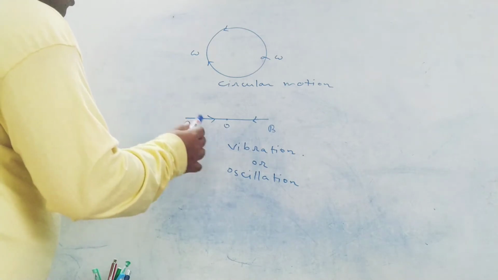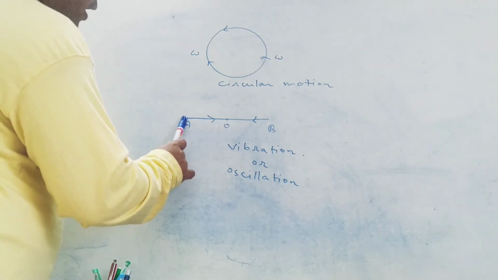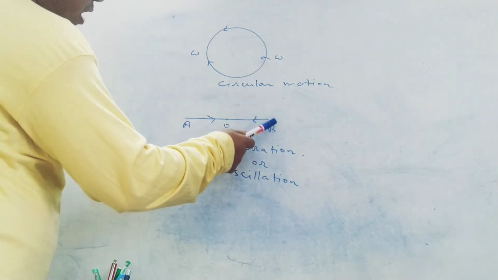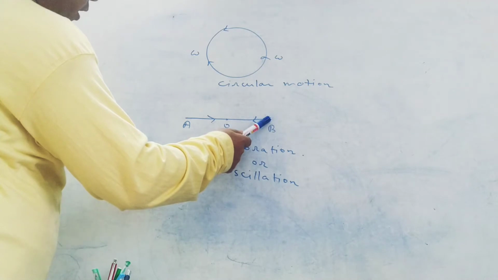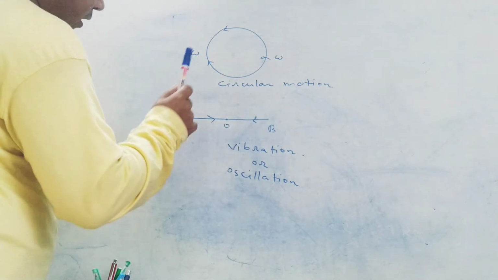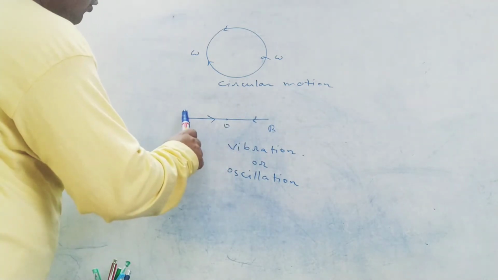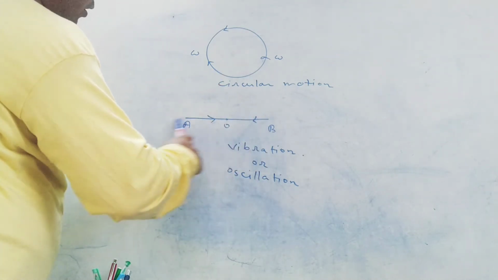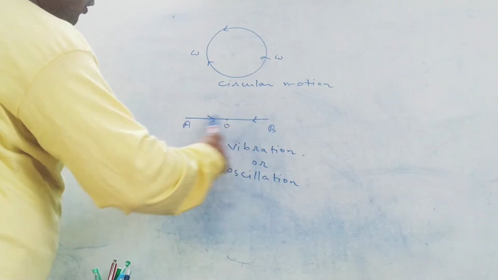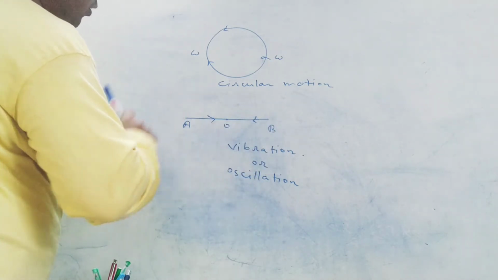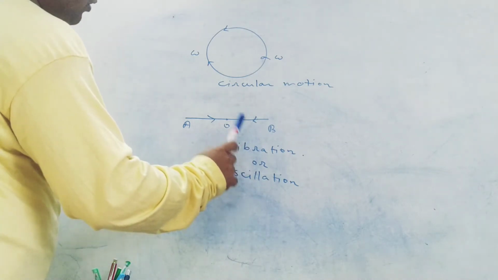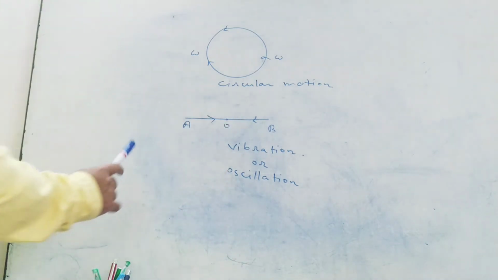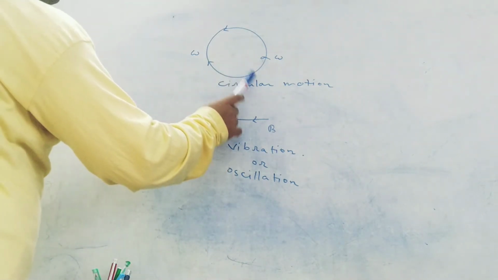That is, a particle moves from the point A to B, and next after some time interval it comes back from B to A, and then it moves to B from A, again from B to A. This is the to and fro motion of the particle with respect to the point O. Then this motion is known as vibration or oscillation. This is also periodic motion, but this is a circular motion.